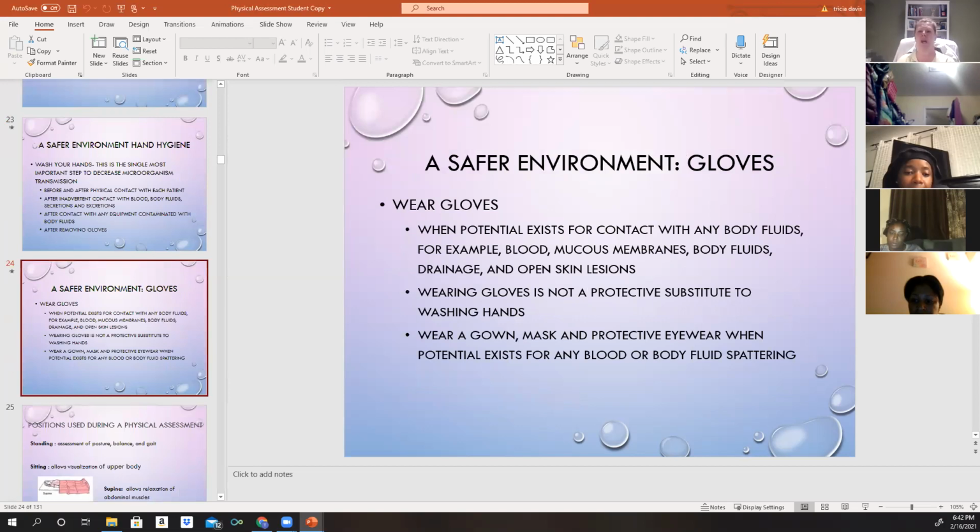So you are going to wear gloves when the potential exists for contact with any body fluids. For example, blood, mucous membranes, body fluids, drainage, and open skin lesions. And, you know, I think I said this before, you go in and you don't think that your patient has anything coming out from anywhere, but then you pull the covers back and there's surprises under there for you. So maybe they peed, maybe they pooped. And then if you just put your hands in there, then you're going to get it on your hands.